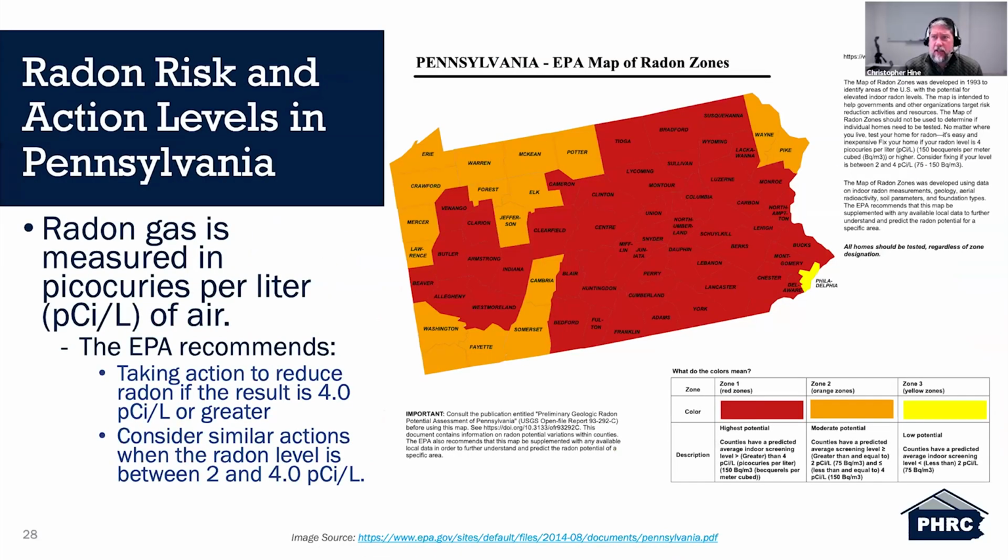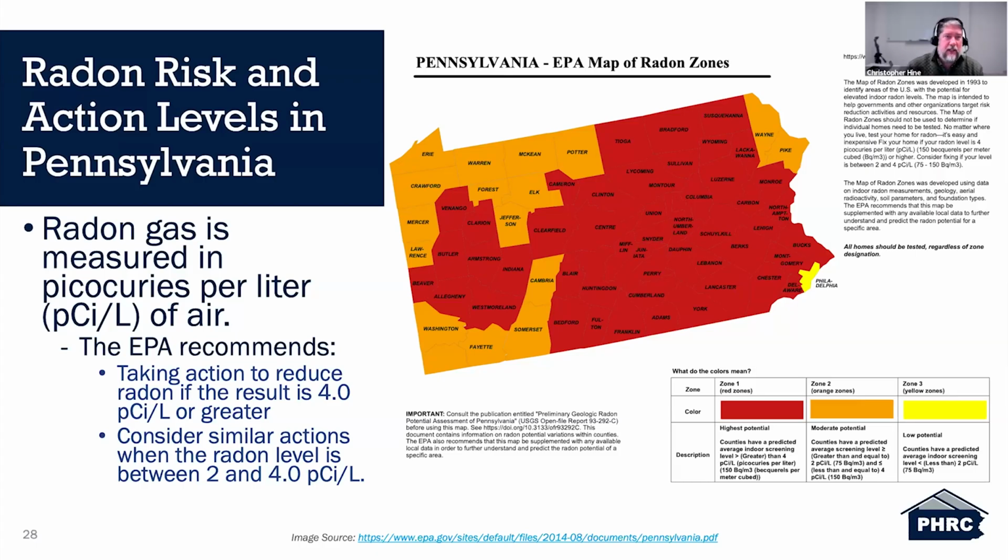This image here comes from the Environmental Protection Agency, and this is specifically Pennsylvania. We have three different potential zones in Pennsylvania when looking at this legend down here. Philadelphia County is the only county in Pennsylvania that falls under the low potential, which is a county that has a predicted average indoor screening level of less than 2 picocuries per liter of radon.